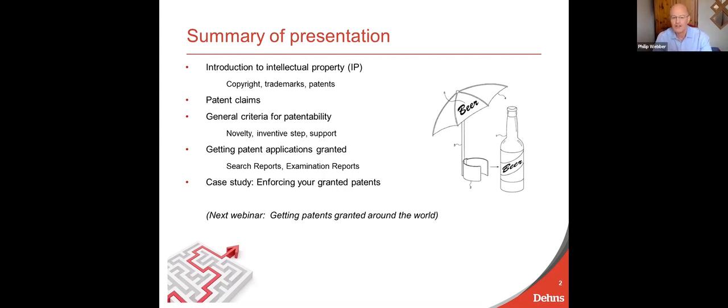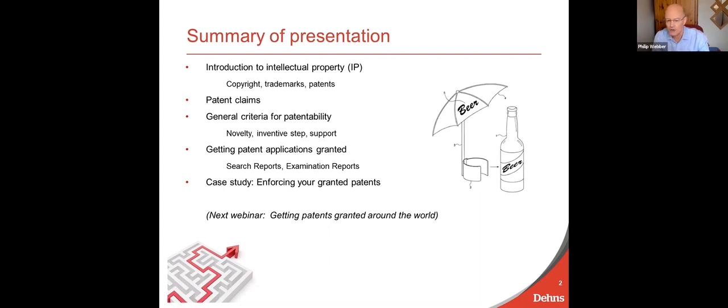Now, not all inventions are going to be good enough to get patents granted, so we'll then talk about the general criteria that the patent offices apply when deciding whether they're going to grant an invention or not. We'll then talk about what the patent office examiners do in terms of issuing search reports and examination reports, and we'll end up with a case study about enforcing your patents.